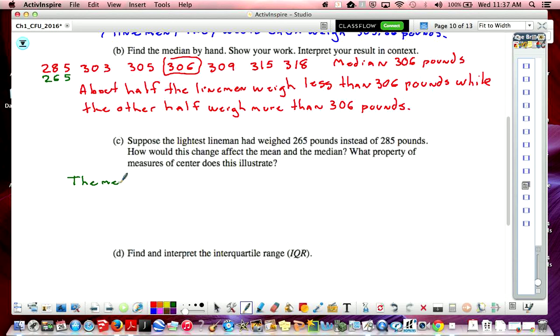The mean would go down in value, while the median would not change.